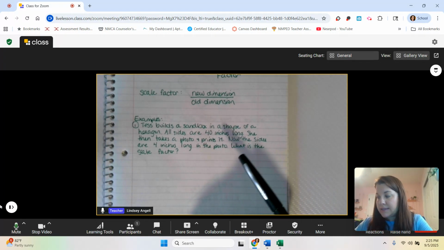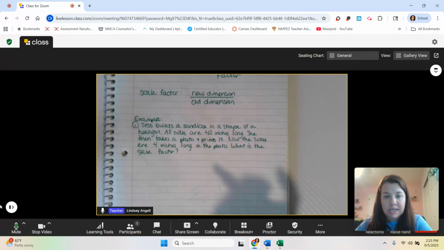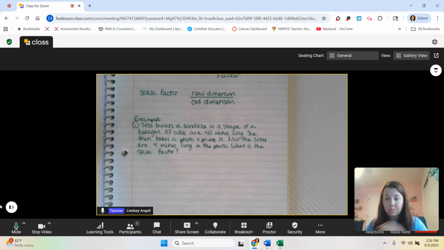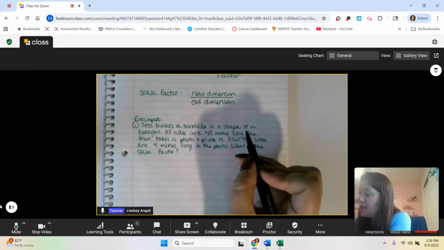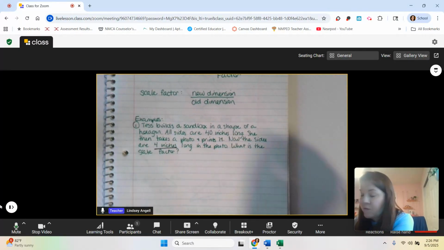So number one, Tess builds a sandbox in the shape of a hexagon. All sides are 40 inches long. She then takes a photo and prints it. Now the sides are 4 inches long in the photo. What is the scale factor? So she went from life size to the photo. The new dimension is the photo's dimension, and that was 4 inches.